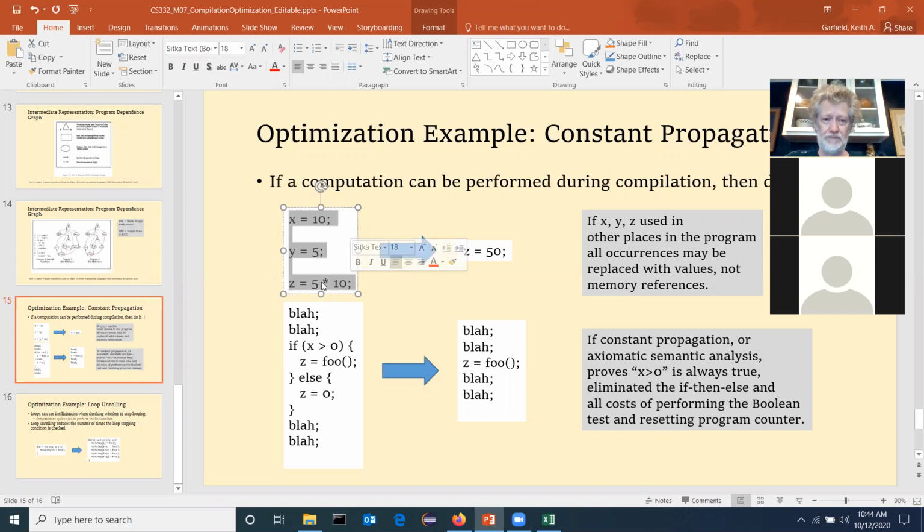So once we get down to, you know, we're still good here. Right here, I can say x equals 10, y equals 5, z equals 5 times 10. Oh, that's z equals 50. That's pretty easy, right? So the first thing is, if x equals 10, what are you saying? Set up a memory location and put the value 10 in there. And then later on, you use that value.